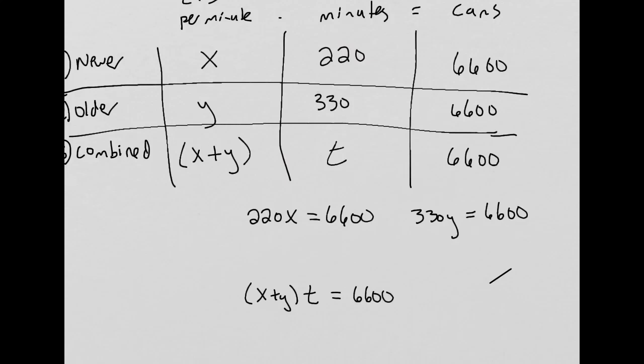So what I'd like to do is start by figuring out what x and y are from these two equations. Then I can plug those in and then solve for t. Okay, so if I want to figure out what x is from the first equation, I'm just going to divide both sides by 220.